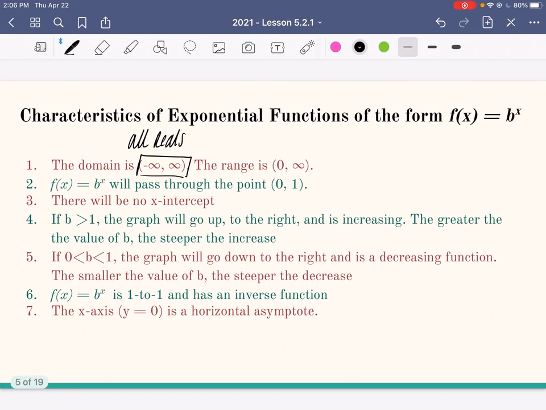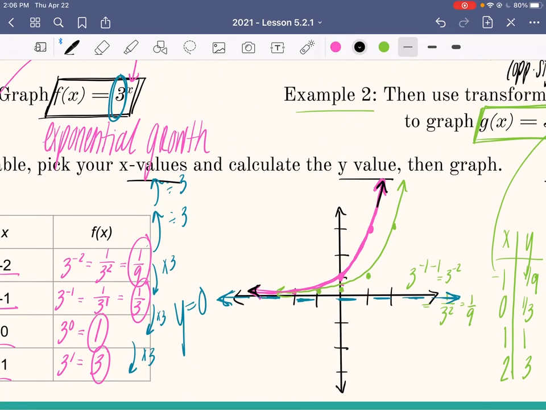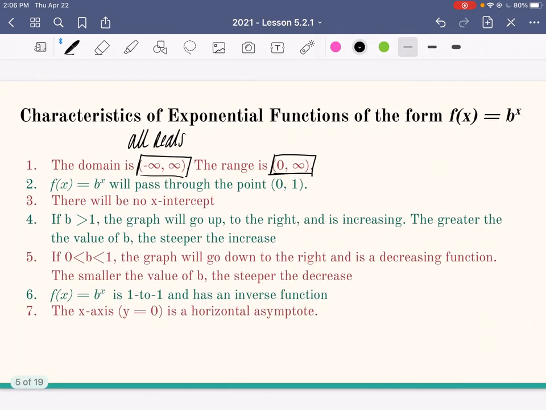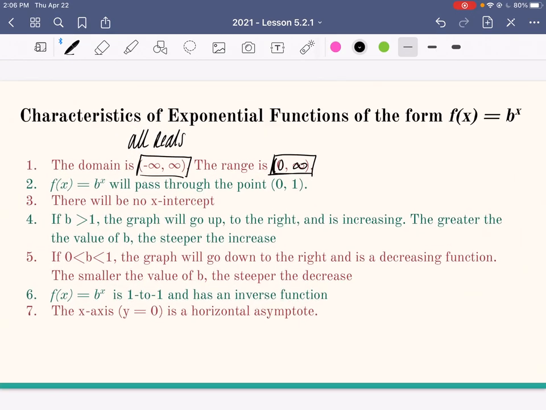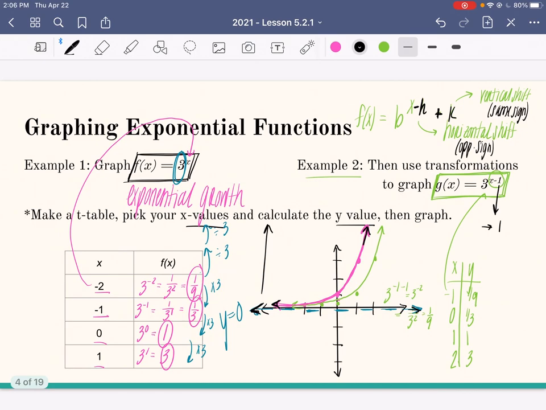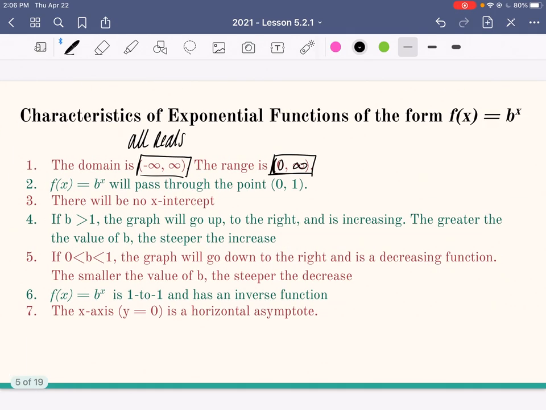The range is 0 to infinity, not including 0. Because of the asymptote at y equals 0, it starts at 0 and goes up to +infinity. That's why it's parentheses at 0. It's never actually going to arrive at 0, and then it goes to +infinity. It's always going to pass through the point (0, 1) if it doesn't have a shift. This one has a shift, so that's been shifted over 1. Instead of having the point at (0, 1), now it's at (1, 1).